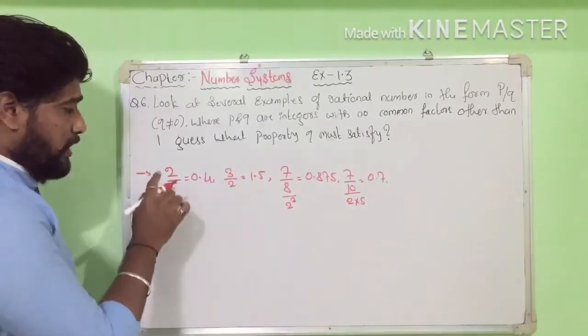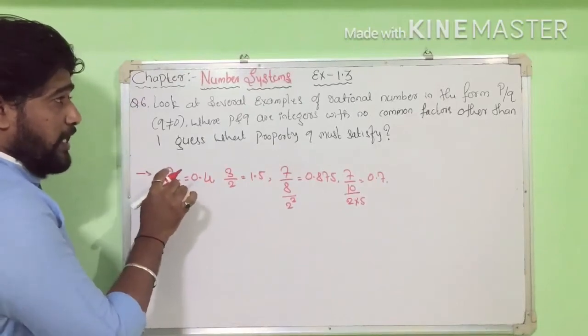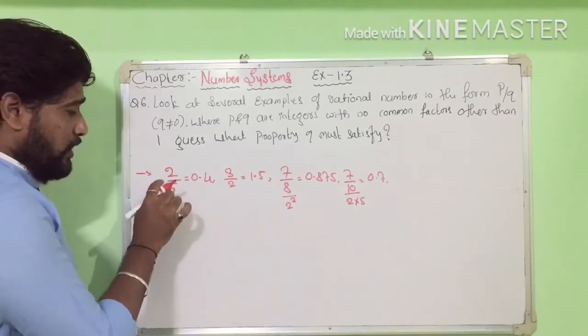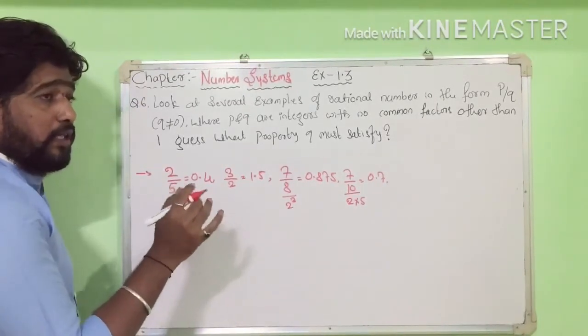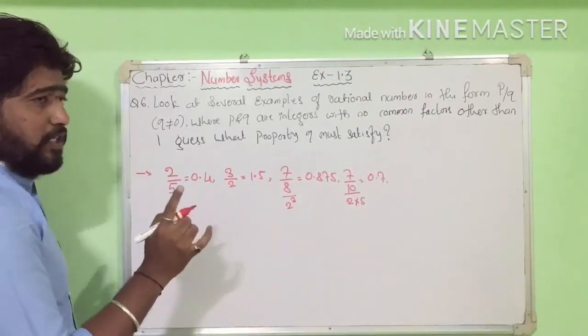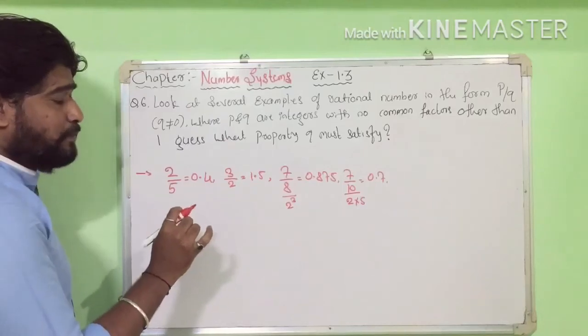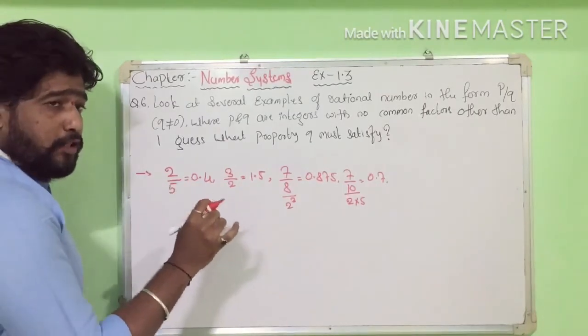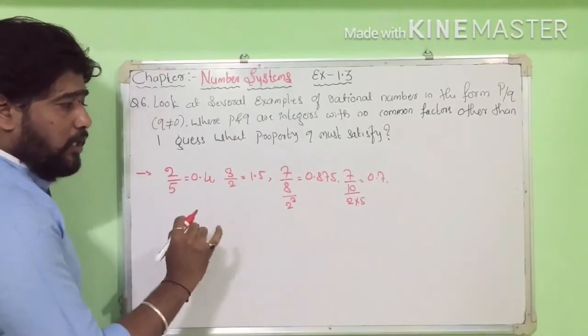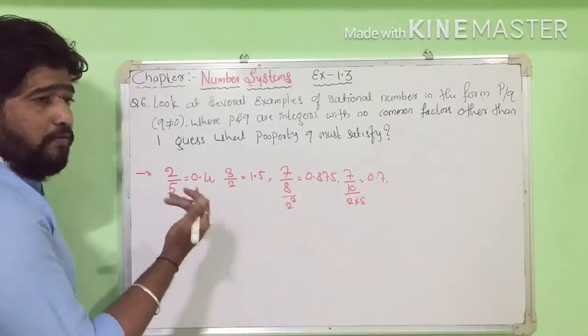Is it clear? When the rational number is in the form of p by q and they don't have a common factor other than 1, that time they satisfy the property: the denominators have 2 or its power, 5 or its power, or a combination of 2 and 5.